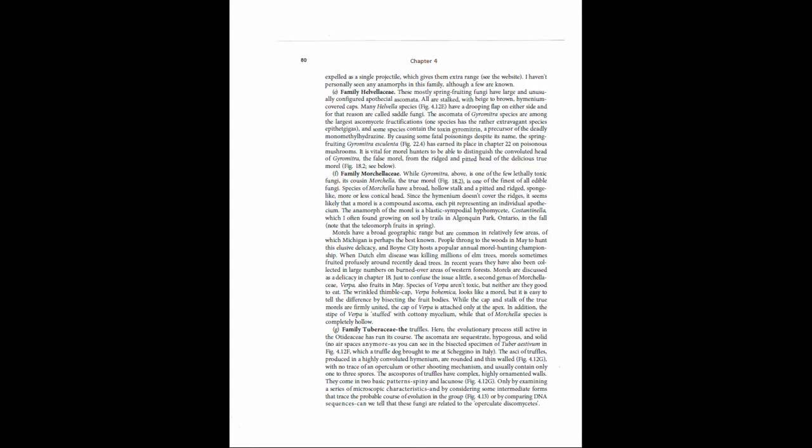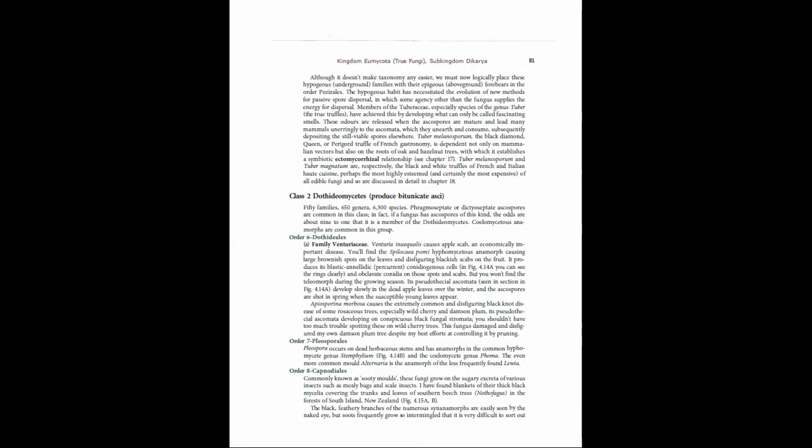The ascospores of truffles have complex, highly ornamented walls. They come in two basic patterns, spiny and lacunose, Fig 4.12g. Only by examining a series of microscopic characteristics and by considering some intermediate forms that trace the probable course of evolution in the group, Fig 4.13, or by comparing DNA sequences can we tell that these fungi are related to the operculate Ascomycota. Kingdom Eumycota, true fungi, subkingdom Dikarya.